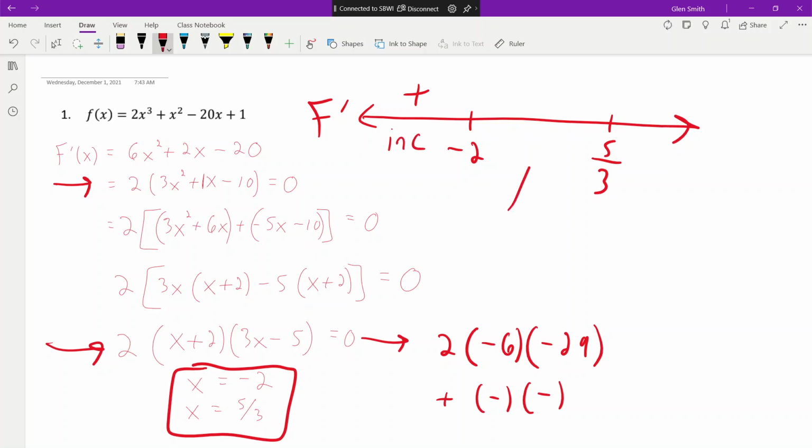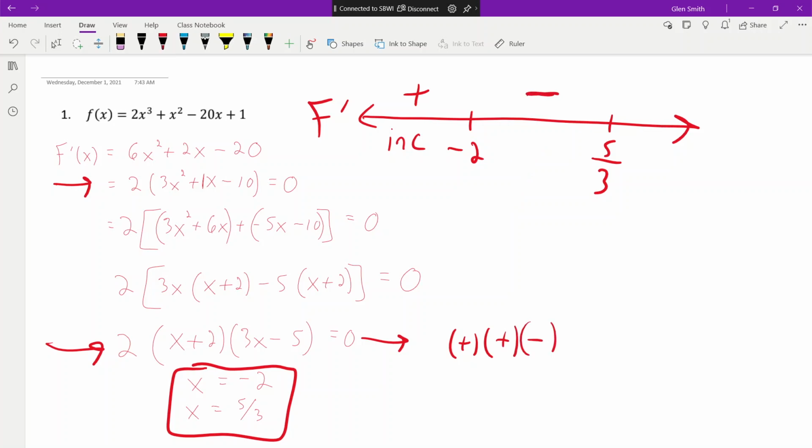The number in my second interval here is 0. If you plug 0 into the factored derivative, or the original derivative, it doesn't matter, just plug 0 into f prime, not f, you would get 2, which is positive, times 2, which is positive, times negative 5, which is negative. That means f prime is negative in there, so we're decreasing. And a number bigger than 5/3 could be like 10. If you plug in 10, you get 2, positive, 12, positive, and 25, positive. Either way, positive.